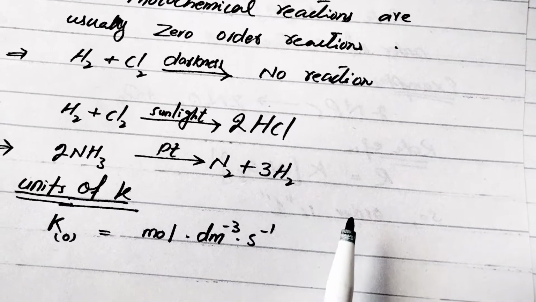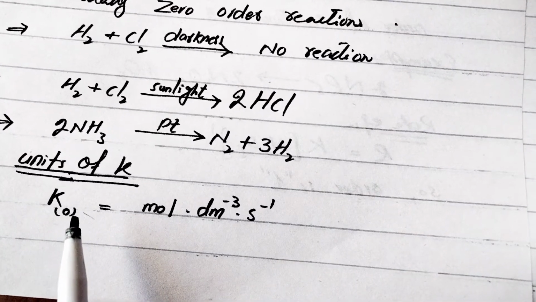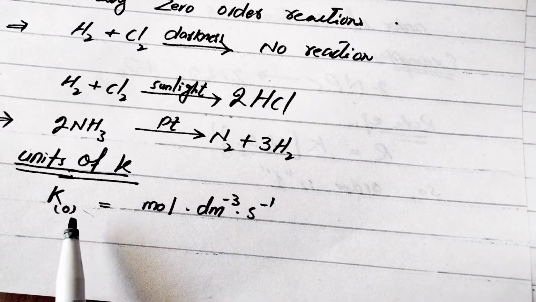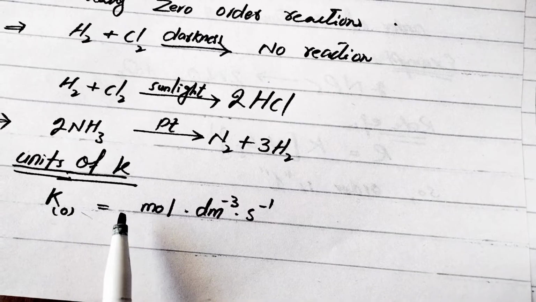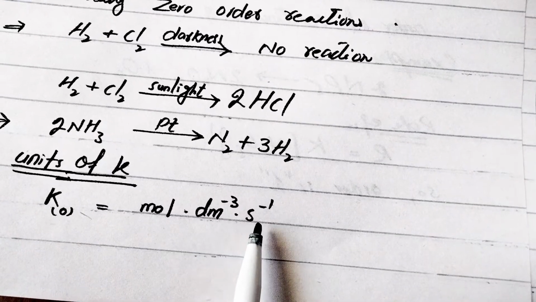What is the unit of k for a zero order reaction? It shows that this constant value is just for zero order. The unit is moles per decimeter cube per second.